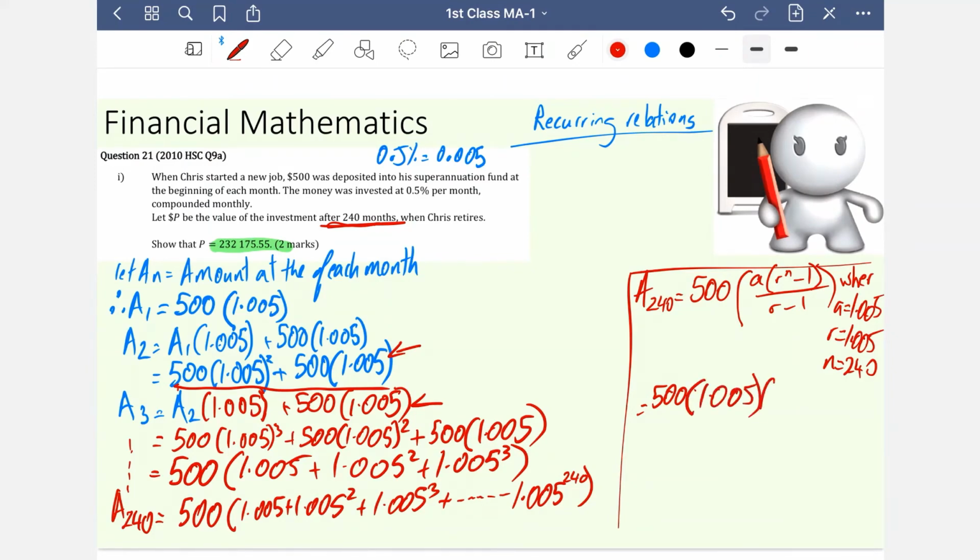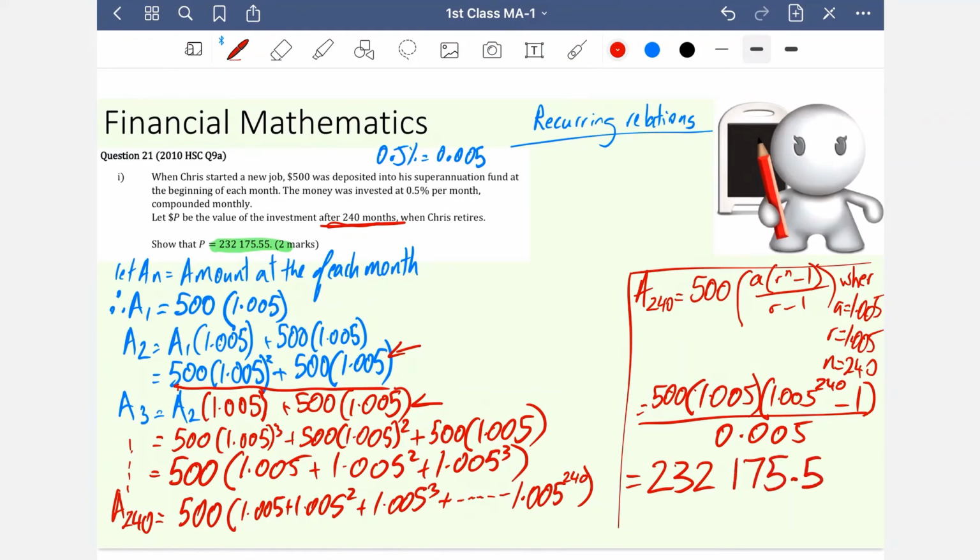1.005 outside of 1.005 to the power of 240 minus 1, all of that over 1.005 minus 1, which is 0.005. And put that into your calculator. You should get 232,175.55, which equals P. Fantastic answer. Quite a bit of work to lead to that particular answer.